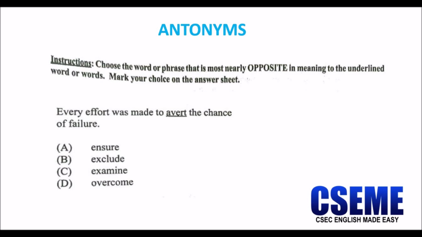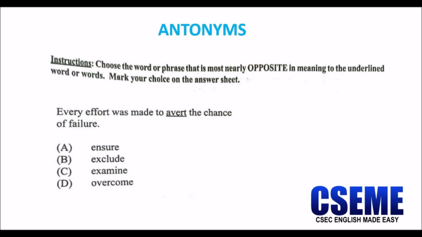Choose the word or phrase that is most, look at that word, most nearly opposite in meaning to the underlined word or words. Mark your choice on the answer sheet. Now, just a reminder that paper one is multiple choice, as you can see, and you are given a multiple choice sheet to complete, and this sheet is marked electronically. All right, so let's get into the question.